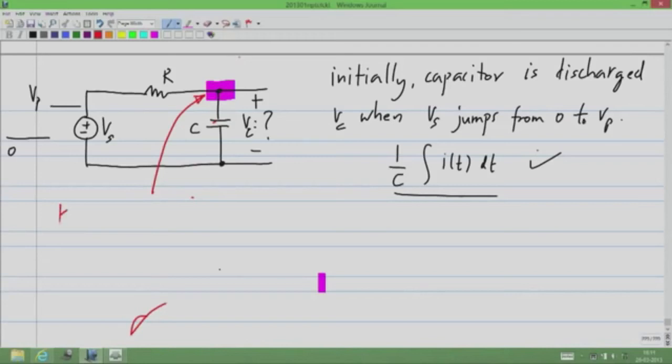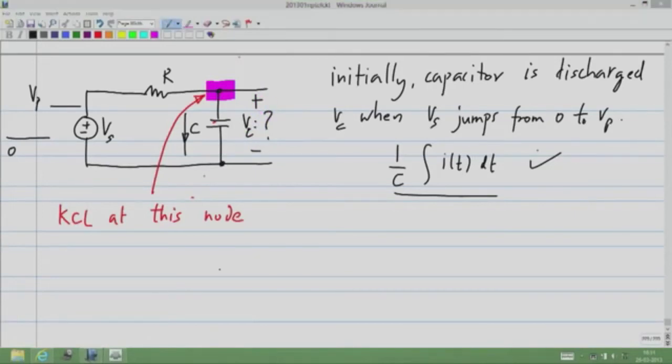I'll write KCL at this node. So the current through this, I will express everything in terms of the capacitor voltage Vc. So the current through this is C times dVc by dt. We know that is the current through a capacitor which has a voltage Vc across it. Okay.